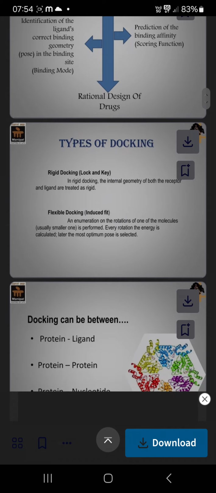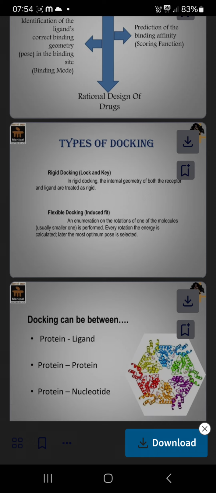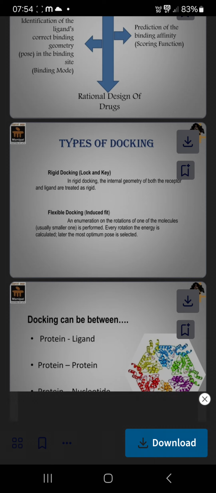My friends, types of docking. Rigid docking, lock and key. Lock is rigid, key is rigid. So in rigid docking, the internal geometry of both the receptor and the ligand are treated as rigid. Flexible docking, induced fit: enumerations on the rotations of one of the molecules, usually a smaller one, are performed. For every rotation, the energy is calculated. Later, the most optimized pose is selected.